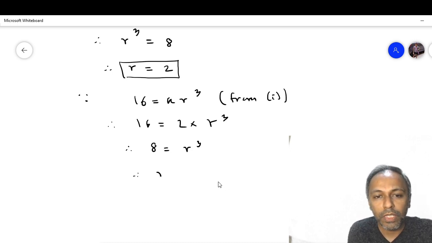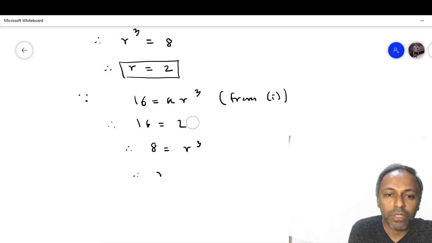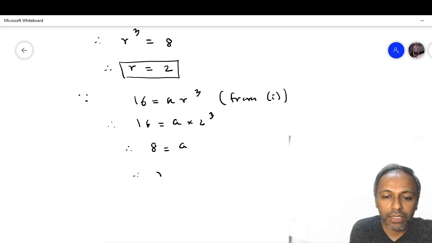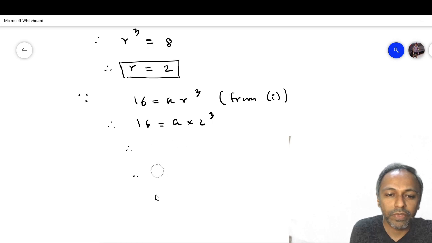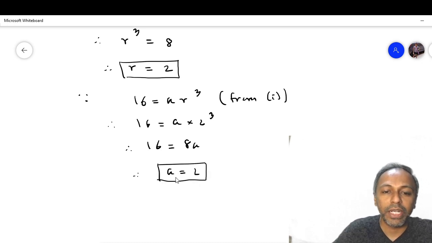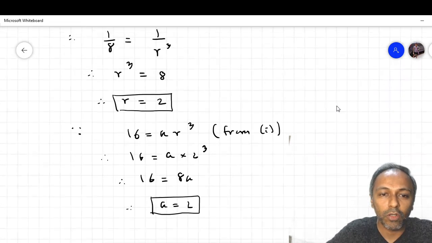R was 2 for us. So we get here A into 2 cube, that is we get here 16 is equal to 8A. Therefore A is equal to 2. That is what was asked. Find the first term and the common ratio.